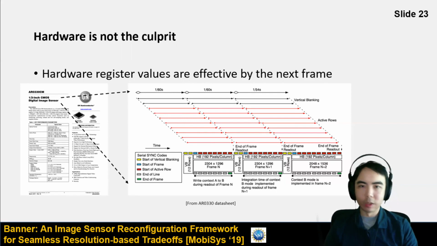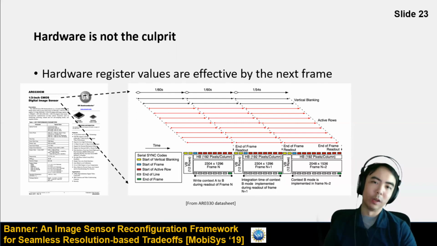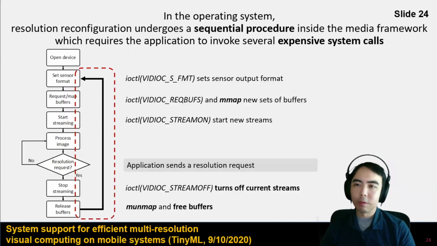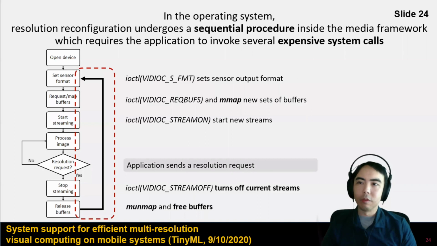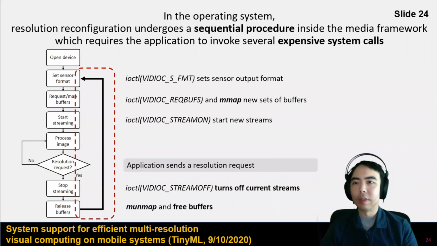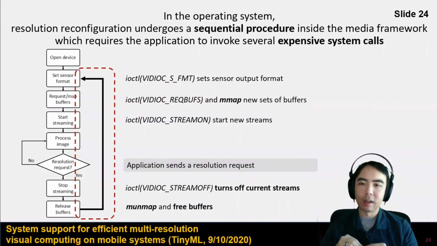And we saw that before. We tried it again with our newer sensors, same thing. It's actually not the problem here. Which means that the problem is in the software, right? And it means the problem is in the operating system. And the reason for this is that in the operating system, the reconfiguration procedure, that is reconfiguring from low to high or high to low, your system will go through a sequential procedure inside the media framework. And that's going to require the application to invoke several really expensive system calls, some of which relate to allocating memory, freeing and allocating memory.